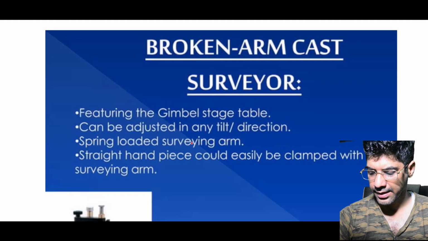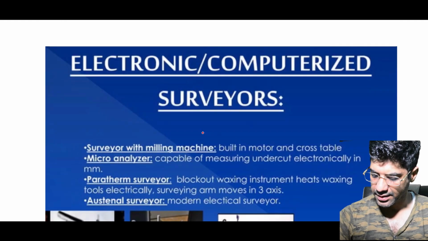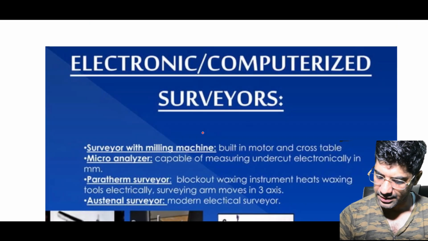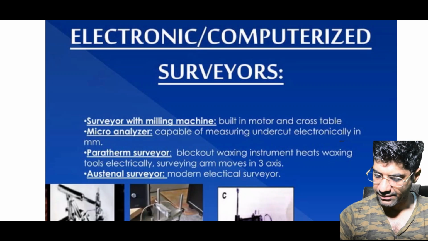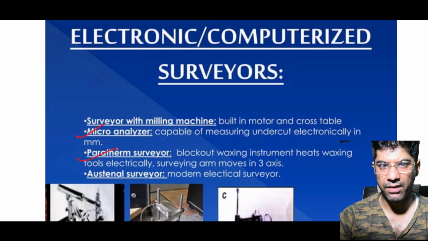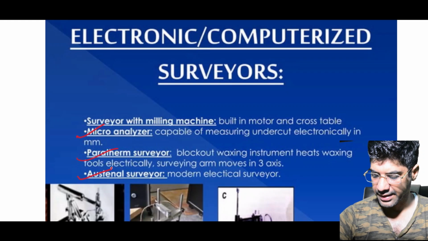Other is optical, electronic, computerized surveyor. The examples are microanalyzer, paratham surveyor, Oftenal surveyor. So these are all examples of electronic or computerized surveyor.